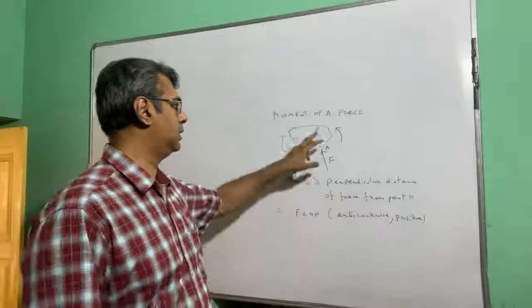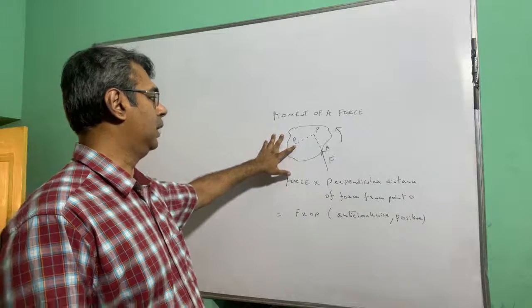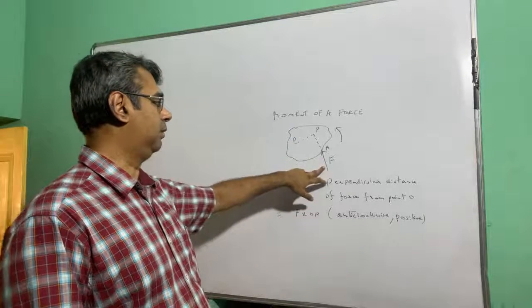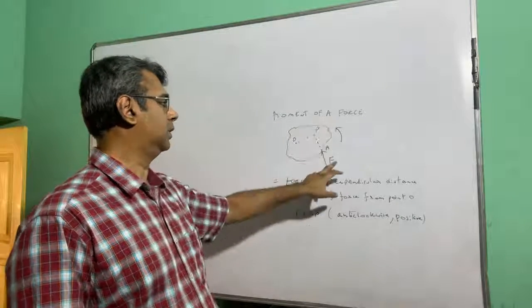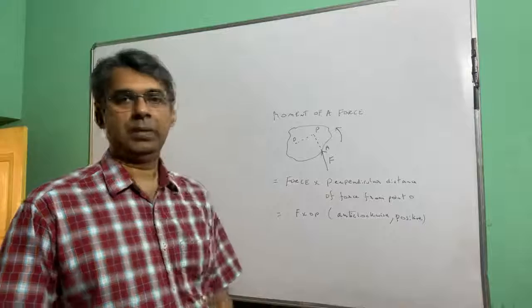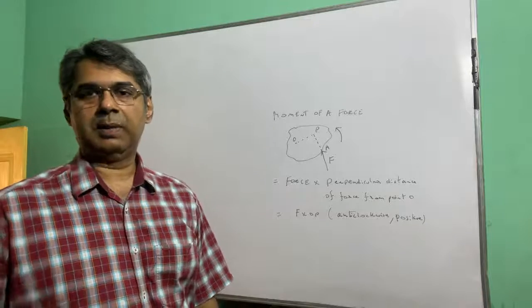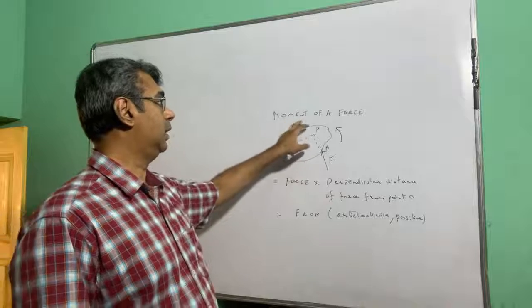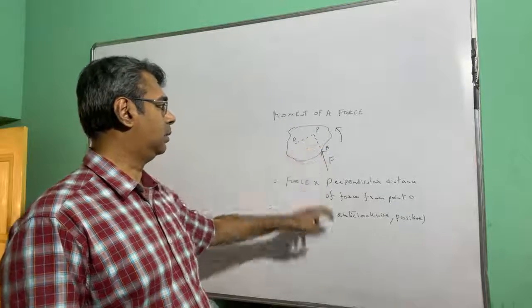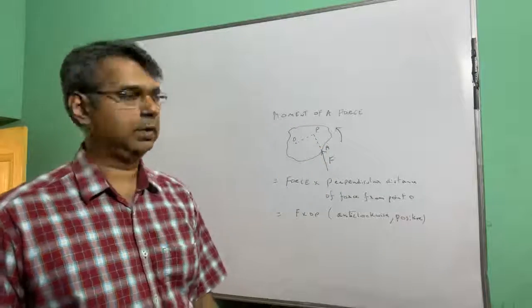So this body is being pivoted at the point O and there is a force F which is acting. So you have to find the moment of this force F about the axis passing through O. So the requirement is you have to find the moment of this force F about the axis through O. That is what you have to do.